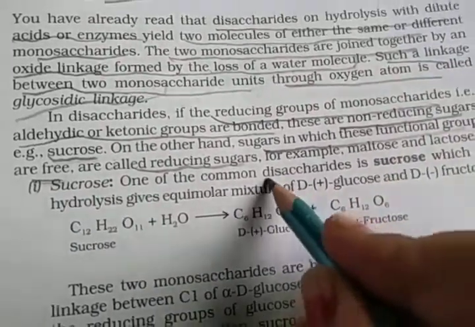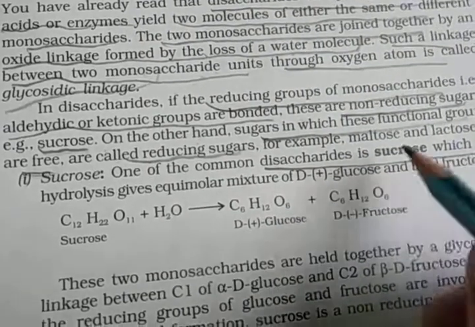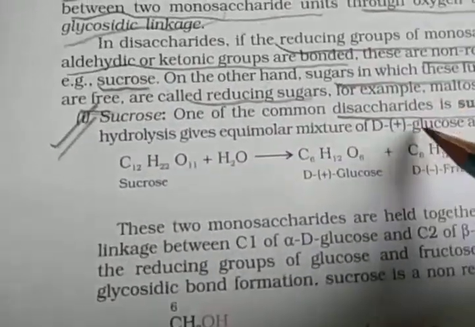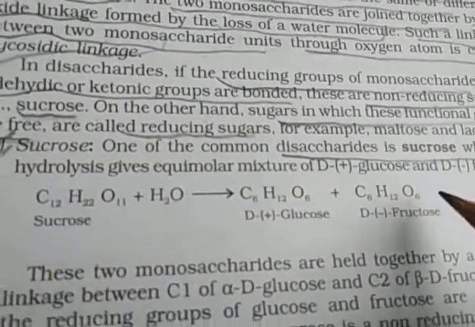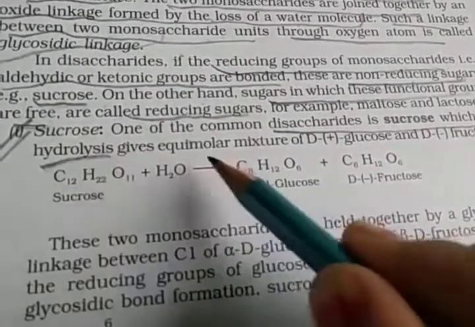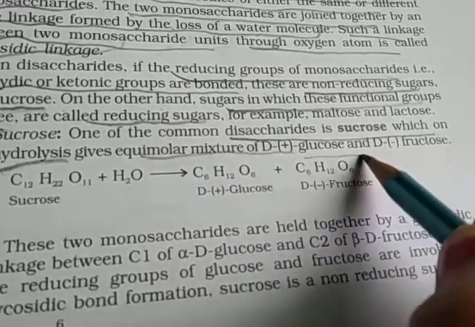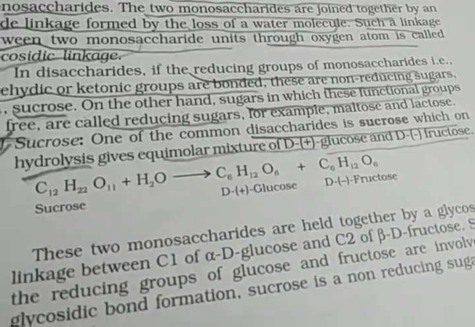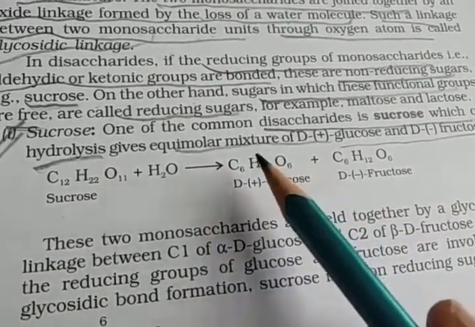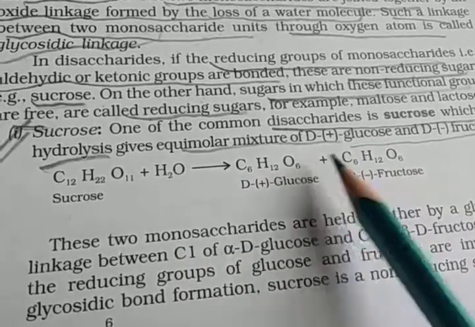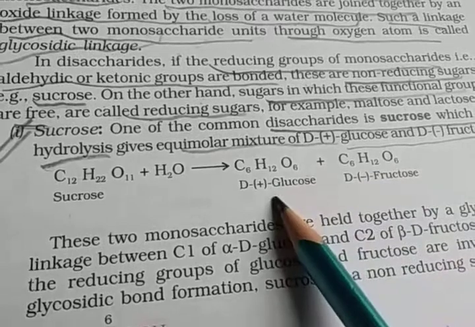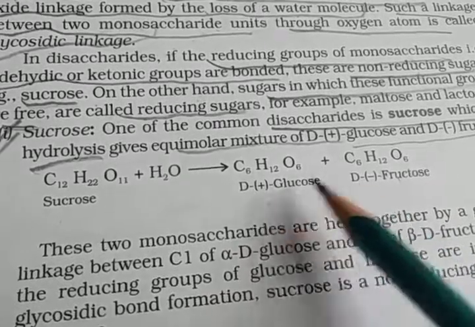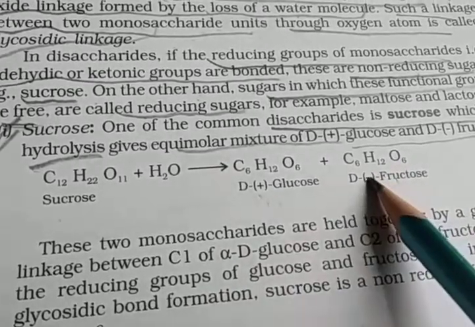For example, a common example of a disaccharide is sucrose. Okay, the first example is sucrose. Sucrose is a disaccharide, and on hydrolysis it gives an equimolar mixture of D plus glucose and D negative fructose. So here you see sucrose C12H22O11, then hydrolysis with H2O, and 2 products are formed, glucose C6H12O6 and the second one C6H12O6. One is glucose and the second one is fructose. Positive and negative, dextrorotatory and levorotatory.